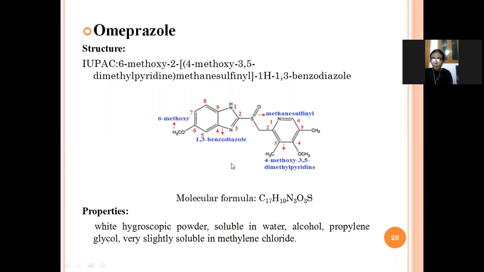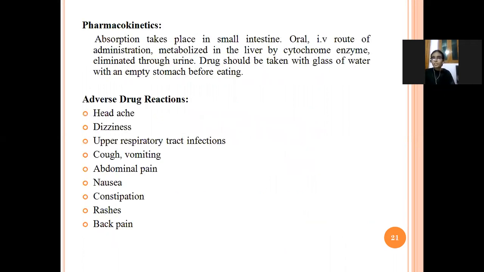And the properties are, it is a white hygroscopic powder. So hygroscopic means it can easily absorb moisture from the atmosphere when it is exposed, and also it is soluble in water, alcohol, propylene glycol, and very slightly soluble in methylene chloride. Next, pharmacokinetics are, it is given by the oral and intravenous route of administration, and it is metabolized in the liver by the cytochrome enzyme, and it is eliminated through urine.